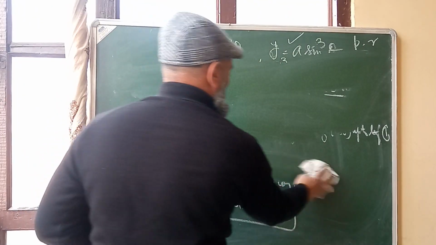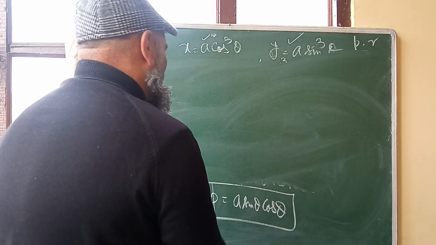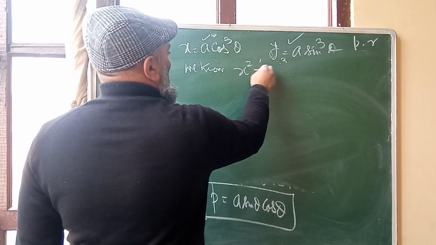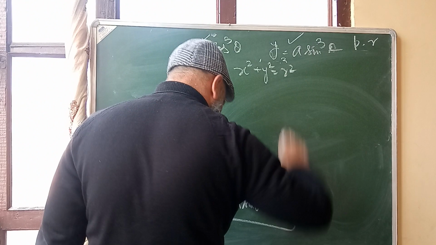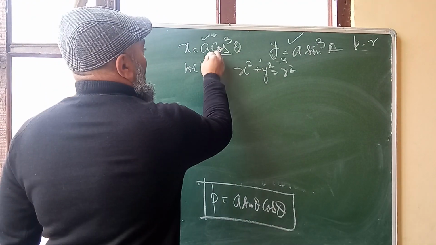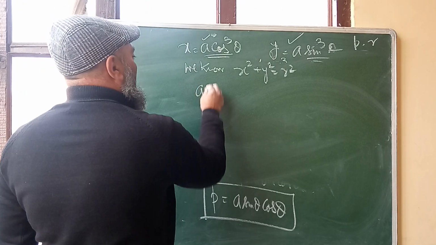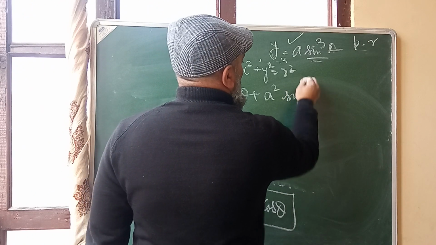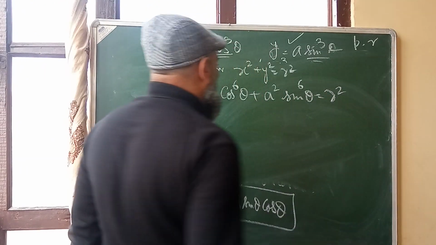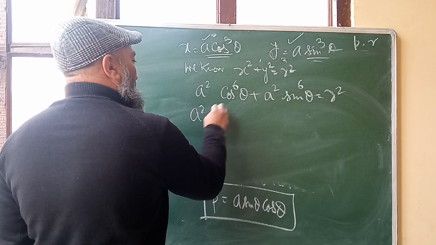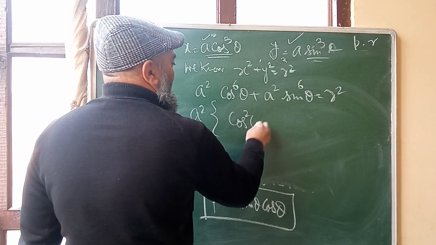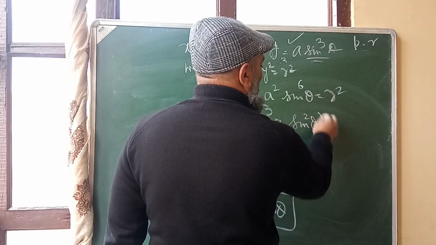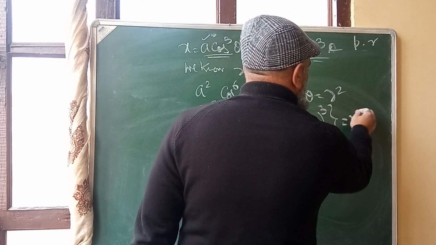Now I have to find R. We know x square plus y square is equal to r square. Now what's x? This is your x, this is your y. So a square cos 6 theta, a square sin 6 theta is r square. Or a square, it is cos square theta whole cube, sin square theta whole cube equal to r square.